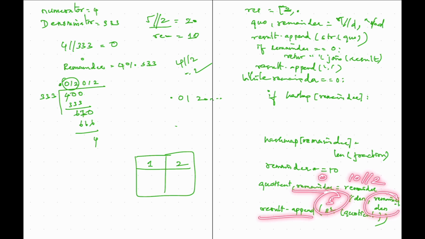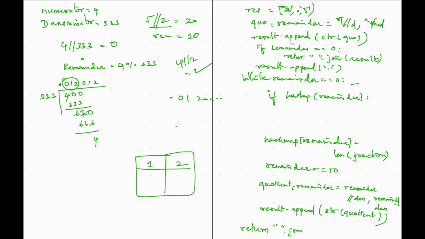So result dot append str of quotient, which is 5. So 2, 5 is the resultant array. Got it? Now the remainder is 0. Now what we will be doing in the end is return, you have to combine all the array into a string, dot join your result.